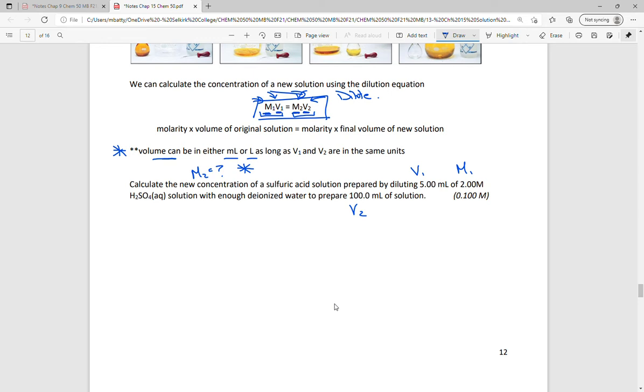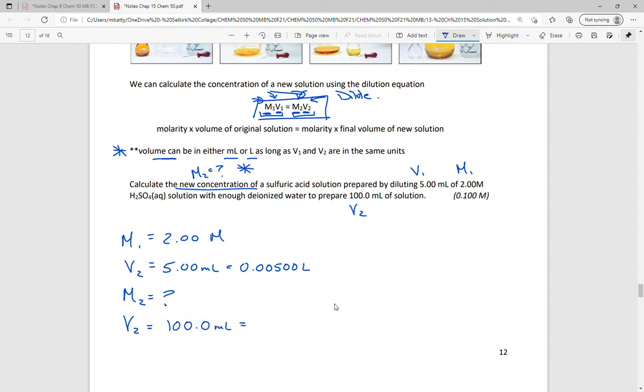I like scribbling in a question to kind of sort out what I have. I also like brainstorming or gathering my information down the side. So in this case, it says calculate the new concentration. That is going to be my question mark. When I have a V1, 5.00 milliliters. And like I said, to be safe, you can always put that into liters. And a concentration of 2.00 moles per liter, or a molar solution of 2.00. And I have 100 milliliters after.